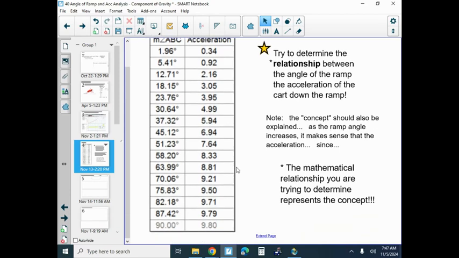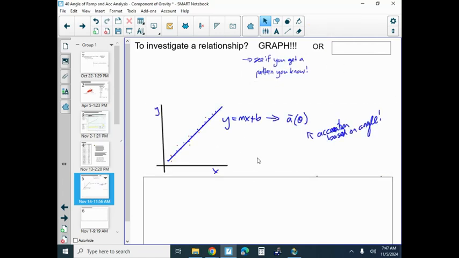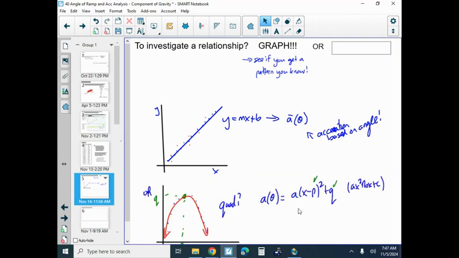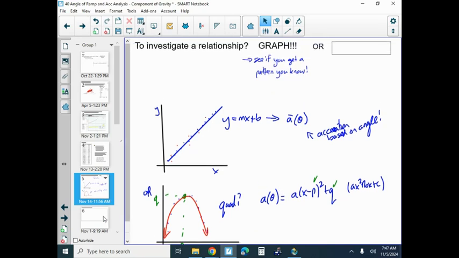So there are the results that we'd have, and we're trying to see if there's a mathematical relationship between these things, right? To investigate a relationship, you can graph it and see if you recognize a pattern. If we graph it and it looks like this, you'd say, hey, I know that from grade 9, a y equals mx plus b kind of relationship. Or if it's quadratic, we'd have quadratic skills from grade 10 that would allow us to get an equation. The other way to look at this is actually analyzing the concepts, of course.